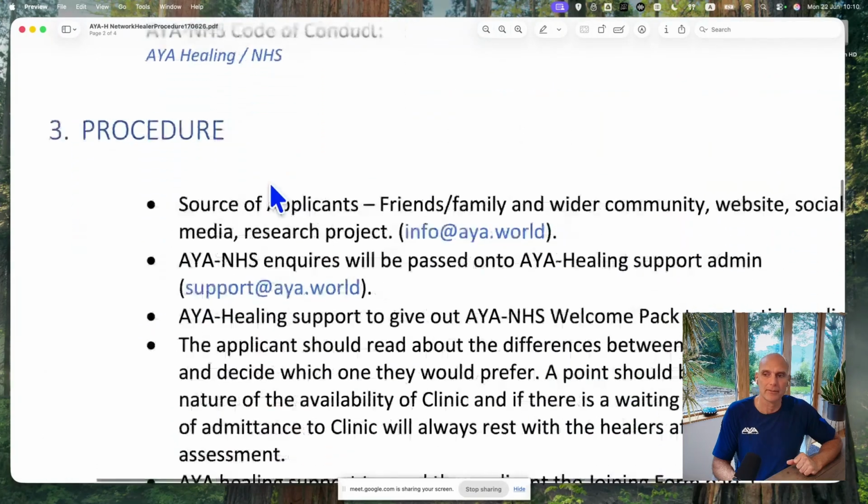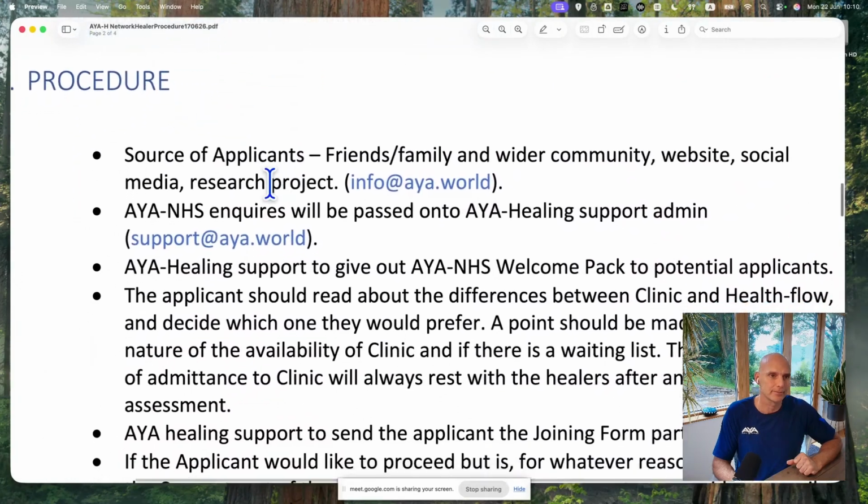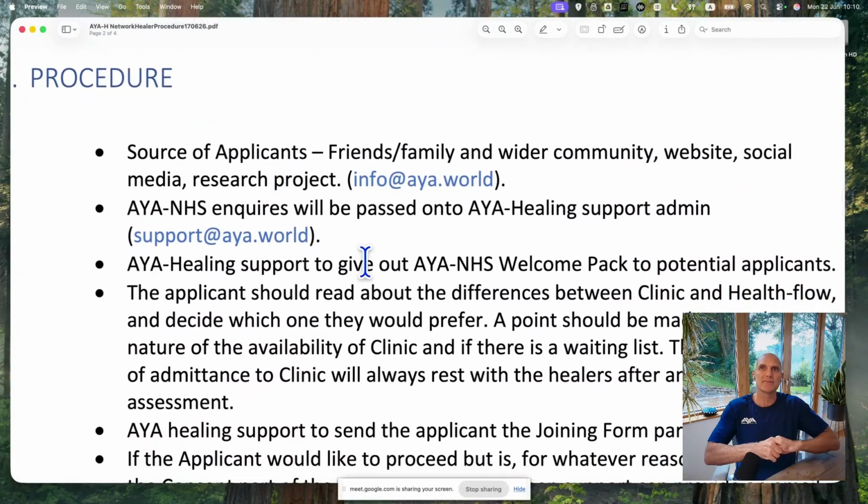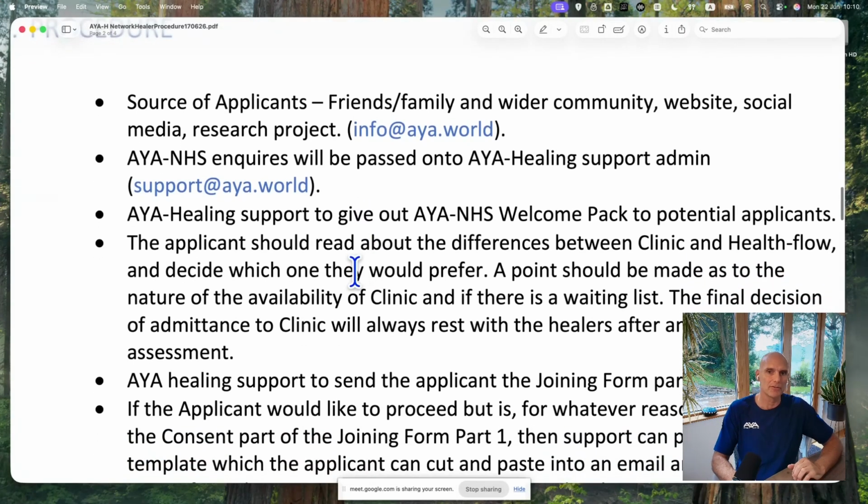Now, the procedure. I'm going to try and run through this fairly quickly, because there's quite a few points on it. If you do have questions, bits you're not quite getting, or I'm not explaining it very well, please do butt in and get me to explain a bit more, for sure.